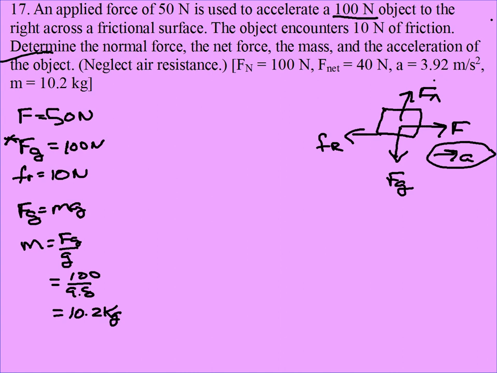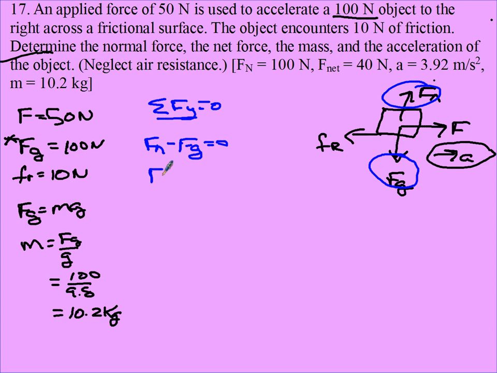I'm going to sum the forces in y. And this is 0 because the object isn't moving in y. I have Fn going up. So this, remember, is my arrows. So this is Fn. I have Fg going down, so it's minus Fg equals 0. So the normal force has to equal the force due to gravity. And so I have this as 100 newtons.